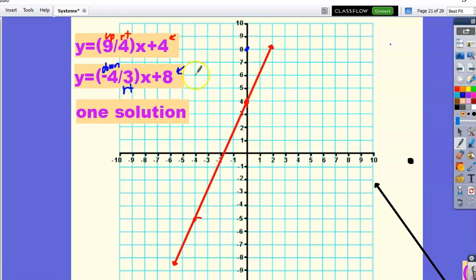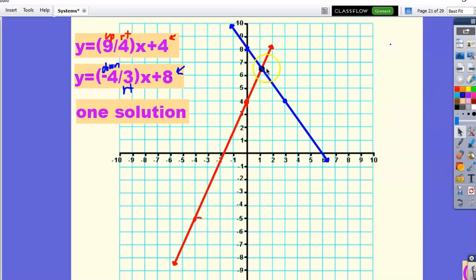So from the 8, from here, I've got to go down 4: 1, 2, 3, 4, and then right 3: 1, 2, 3. So I'm going to plot a line through those 2 spots. I'm going to color that blue.